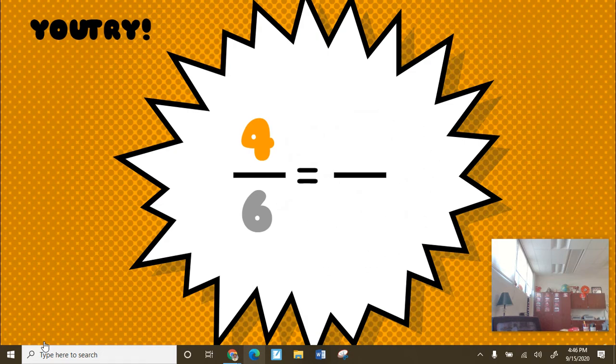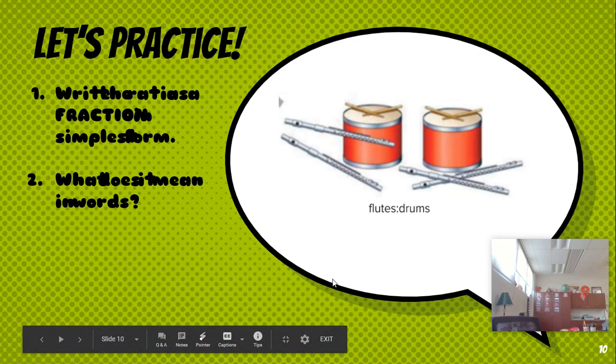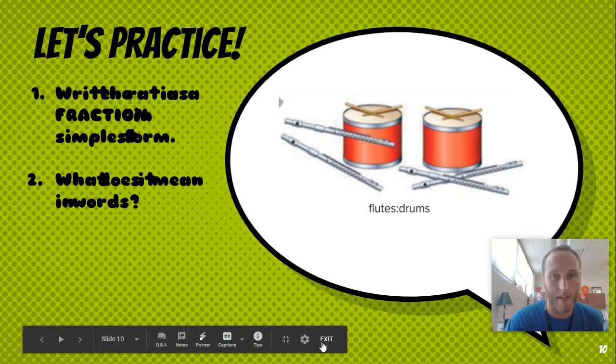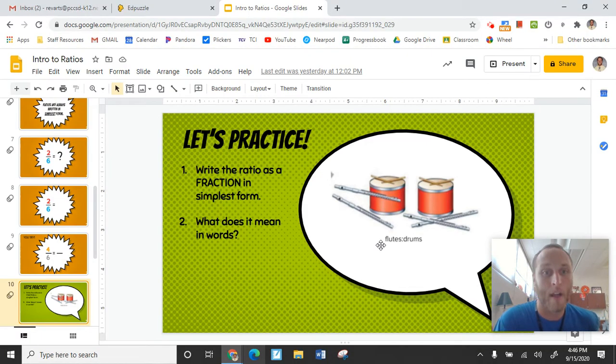All right, moving on, let's practice here. I'm going to give you a problem, and we're going to practice it here. So it says, write, whoop, this got a little complicated, didn't it? So I'm going to shrink out here a little bit so you can see it better. Write the ratio as a fraction in simplest form. And then what does it mean in words? So then we have to actually look at the picture. We are comparing flutes to drums here.